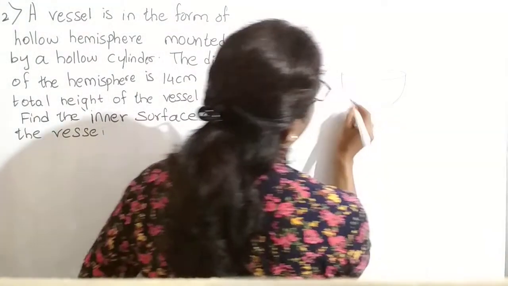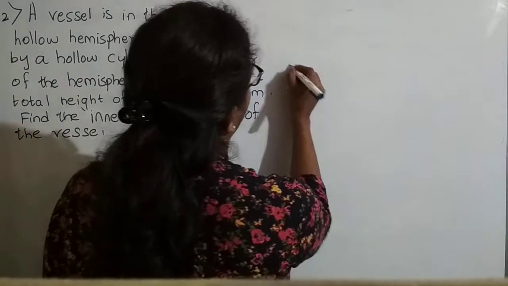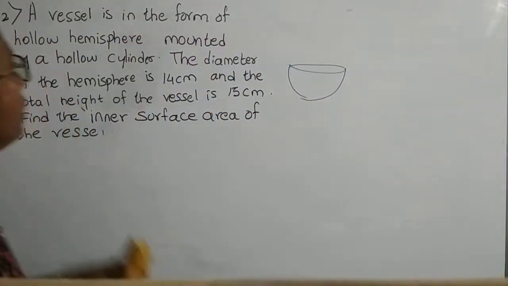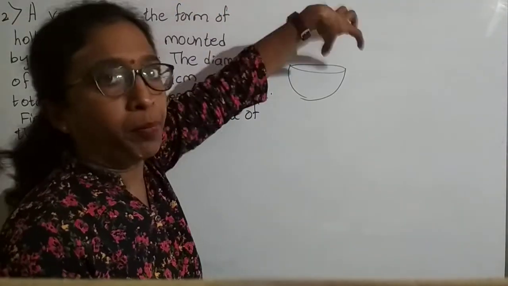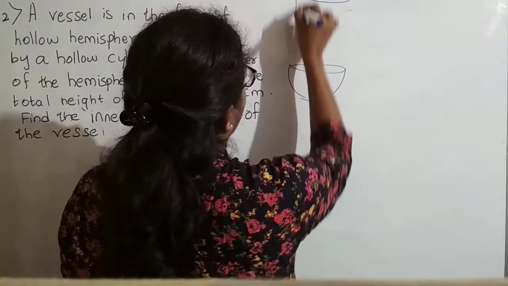So check out. Okay, I'll draw a little here. Okay, so here I'll draw a hemisphere. So, okay, hollow hemisphere. Now this is mounted, which means something is kept. What is that? By a hollow cylinder. So it is kept by a hollow cylinder.